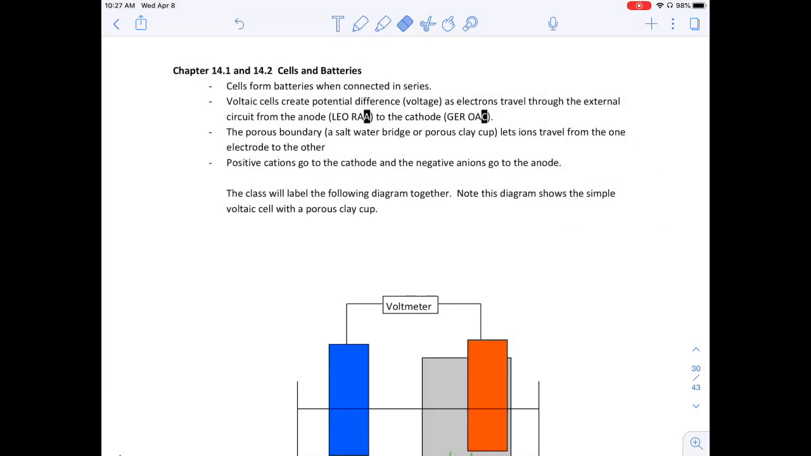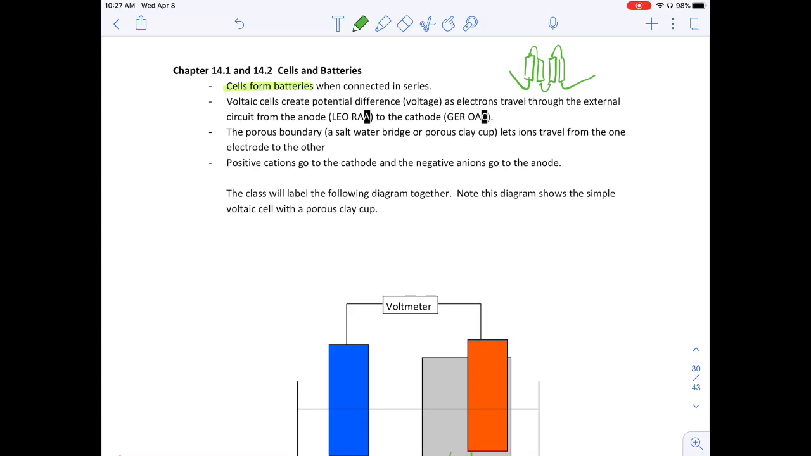In this video, we're going to try to understand voltaic cells and batteries. So cells form batteries. If you think about your TI-84 or whatever, you're going to have your batteries in an arrangement like this in the back of your calculator. The positive and negative ends are connected in series, and so what you end up getting is a battery of cells.